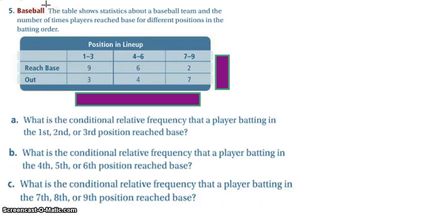So in number 5 here, you want to start by finding your totals for the rows and the columns, and then answer A, B, and C, and come back to check your answers.